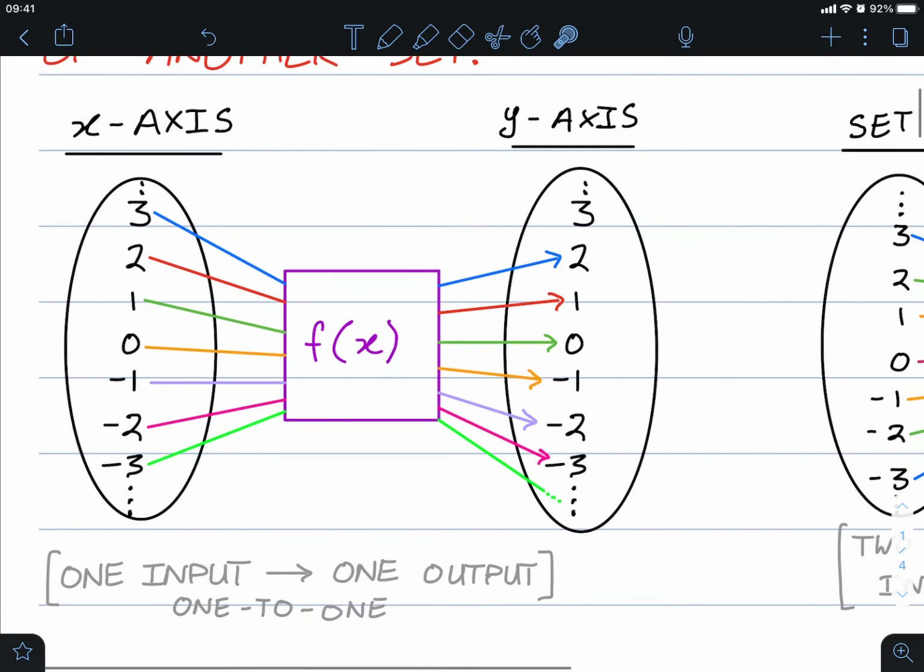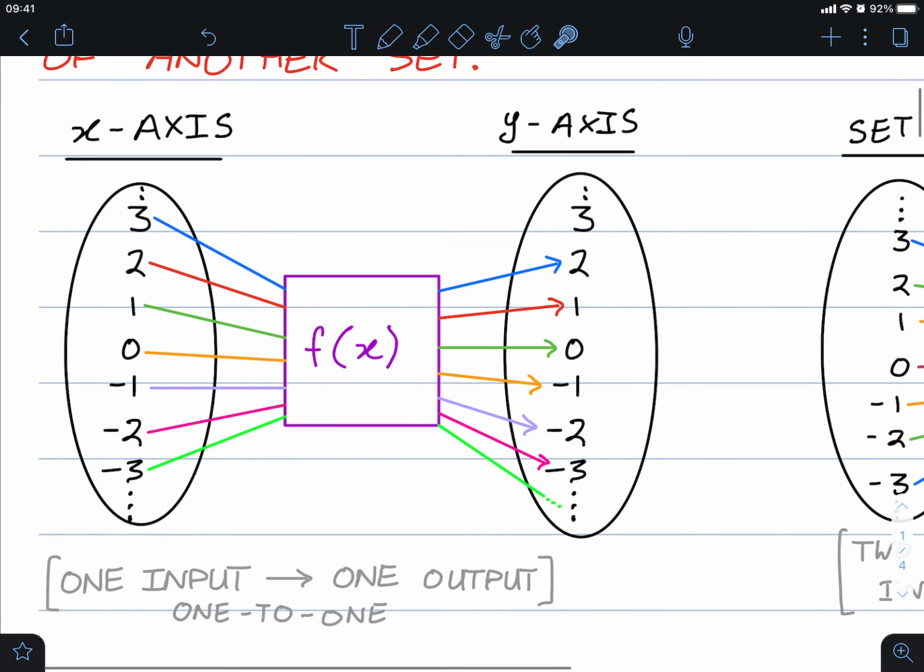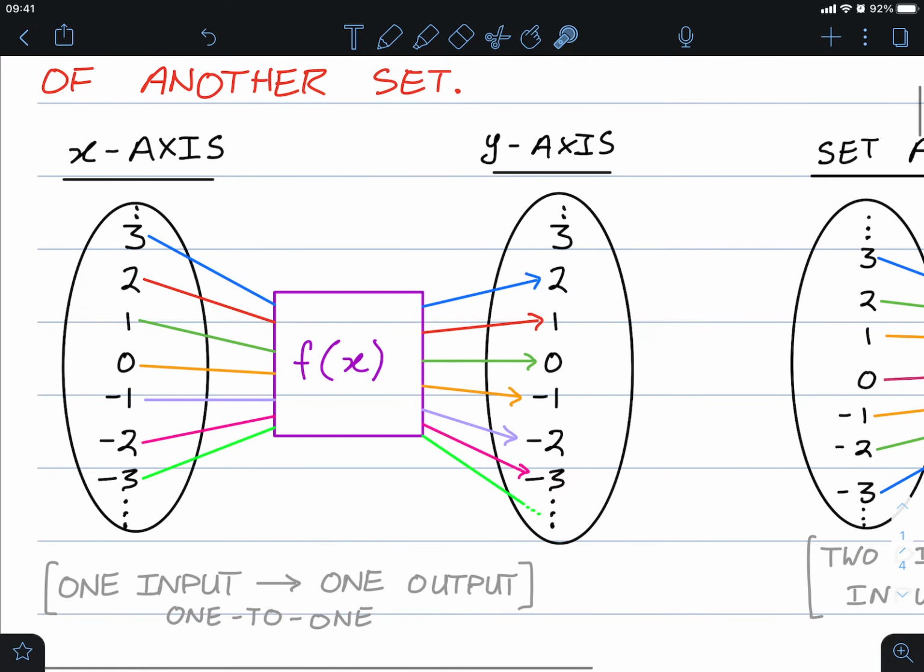Let's say we had the x-axis and the y-axis. So we have all the numbers on the x-axis and all the numbers on the y-axis. The following relation is what a function will look like, but we'll get more into that later. If we put 3 into the function, it relates it to the number 2. If we put 2 into the function, it is related to the number 1. And I'm sure you get the idea here.